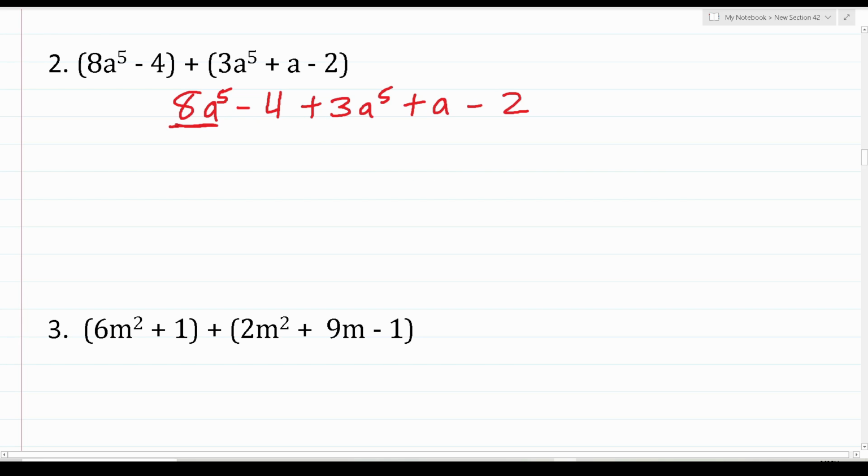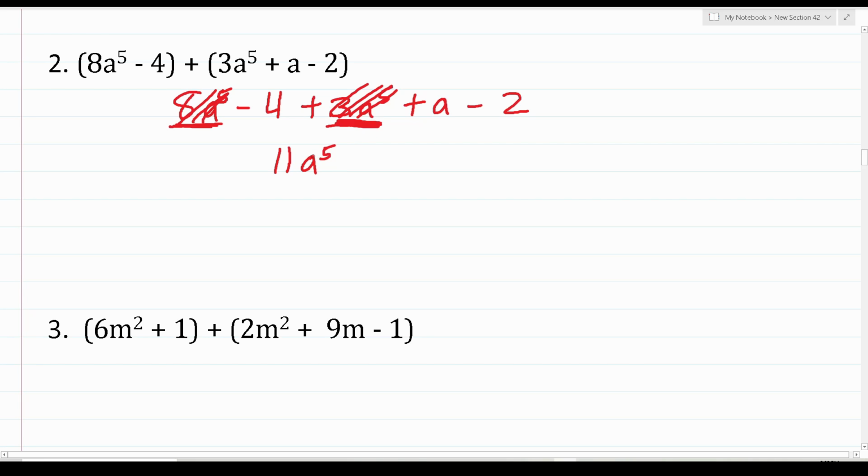Again, we're going to start right here with 8a to the 5th. Again, we're looking for another like term, which means we're looking for another term that has the variable a raised to the 5th. And if we look, we can see that the only other one is right here, a to the 5th. And so we're going to combine 8a to the 5th with 3a to the 5th to make that 8, 9, 10, 11a to the 5th. And now that we've combined those, we can cross them out.